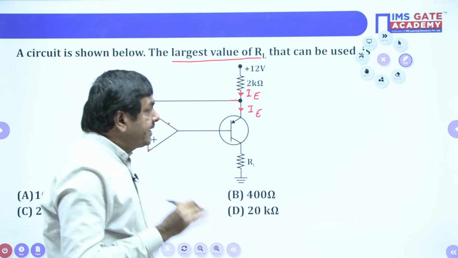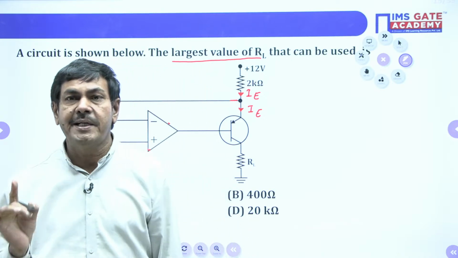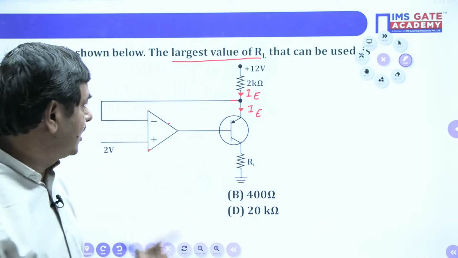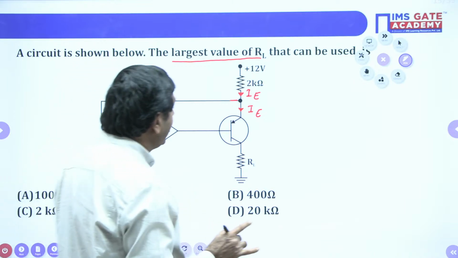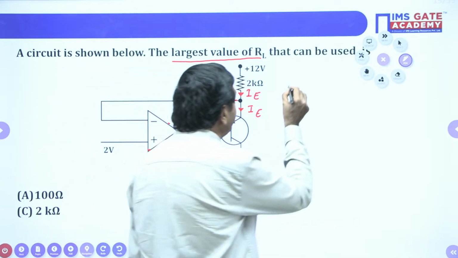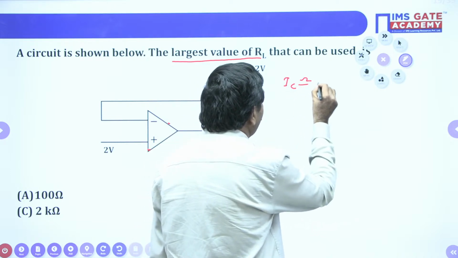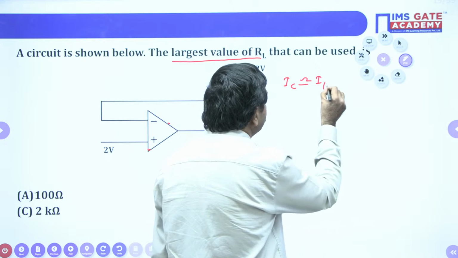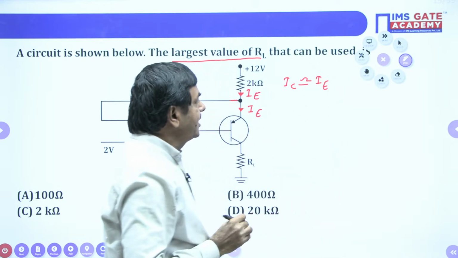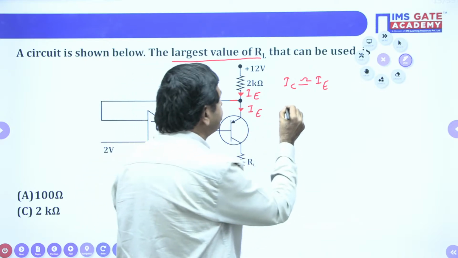In the problem, is beta given or not given? Beta is not given. Whenever beta is not given, we need to assume IE and IC are approximately equal. I say IC is approximately equal to IE. Understand my point now. First of all, what is that IE we can determine?